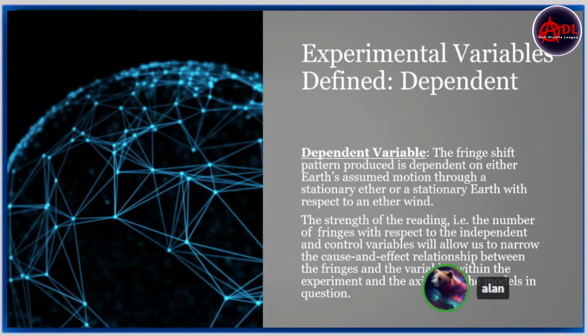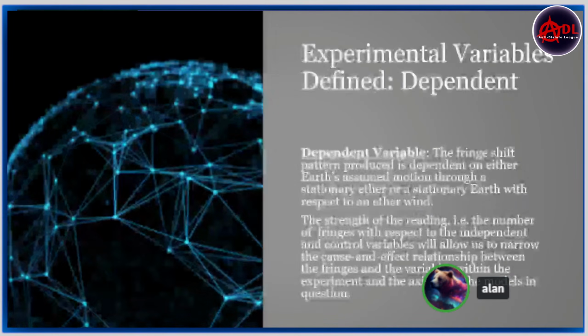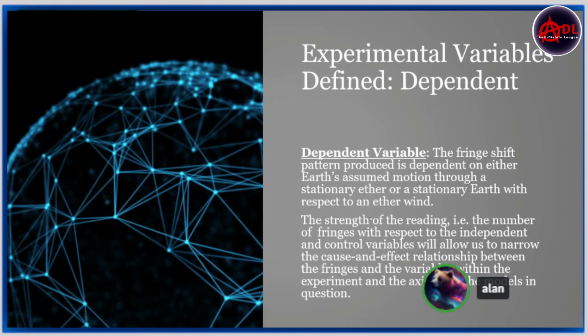So experimental variables defined: dependent. The dependent variable is the fringe pattern produced, and that's going to be produced either by Earth's assumed motion through a stationary ether or by a stationary Earth with respect to an ether wind. The strength of the reading, i.e., the number of fringes with respect to the independent and control variables, will allow us to narrow down a cause and effect relationship between the fringes and the variables within the experiment and the axioms of the two models in question, i.e., is the Earth in motion, or is the sky in motion with respect to a stationary Earth, right?